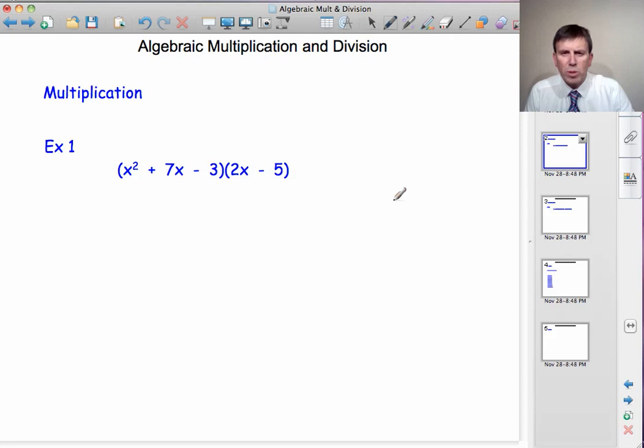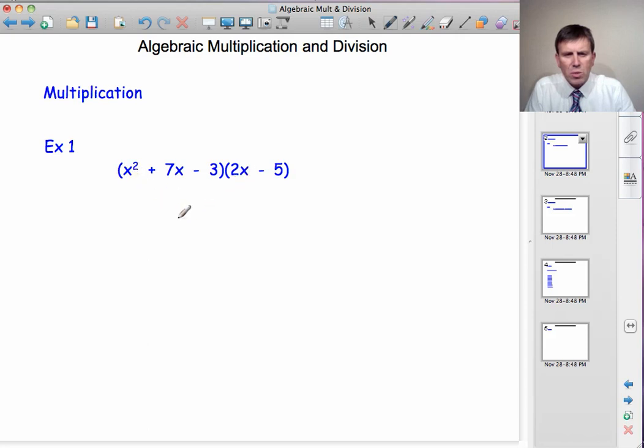led to 4 bits of multiplication. Here's an example with 3 terms in a bracket and 2 in the other bracket. Each of the 3 terms in the first bracket must be multiplied by each of the 2 terms in the second bracket. So there'll be 3 times 2, 6 bits of multiplication. And I think it can be helpful if you set it out like this.